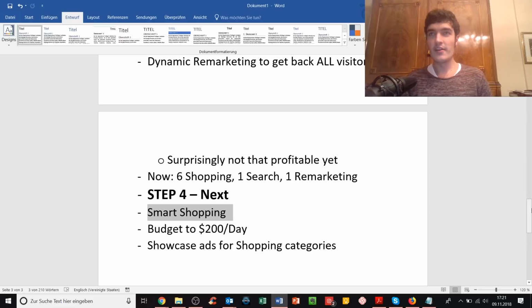It doesn't make sense to run showcase ads for totally irrelevant or unrelated products. Like if you have a bracelet here and a kitchen gadget here, this doesn't work. If you want to use showcase ads, then these products need to be closely related for maximum effectiveness.